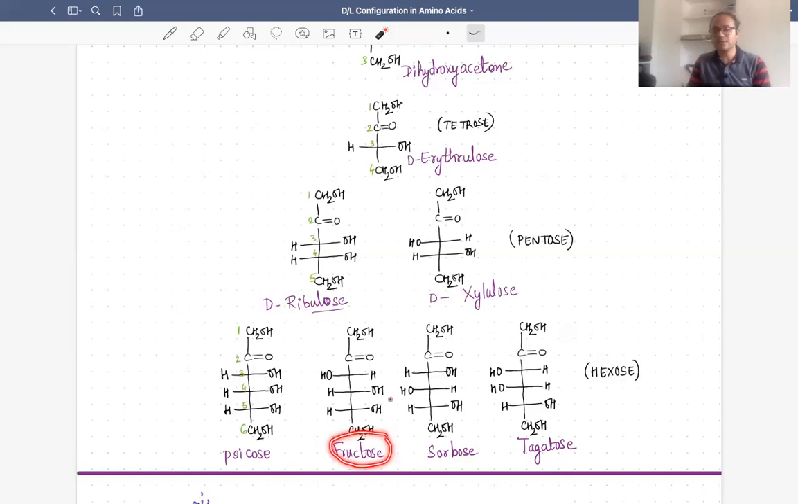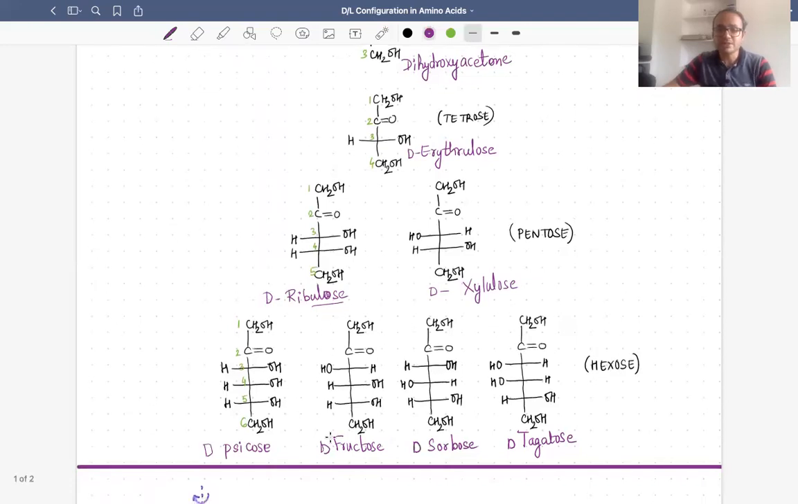Okay, so this is how it is all, and in all these cases you can see that this penultimate chiral center is having OH on the right side. Okay, and therefore all of them represent the D configuration. That is D. This is also D. This is again D, and this is also D here. This is again D. So it is all D configuration you find here. Okay, so that's about the fructose.